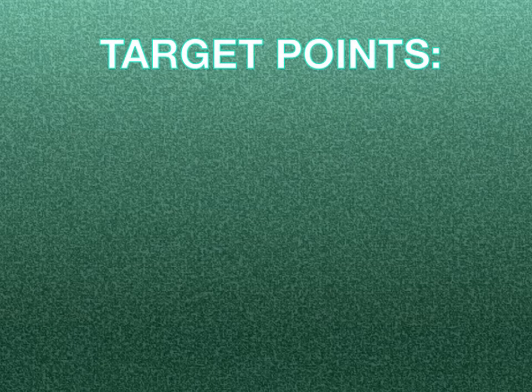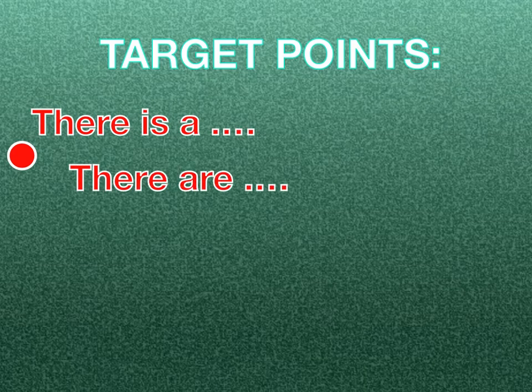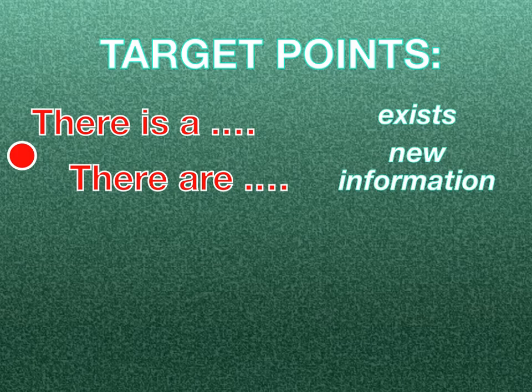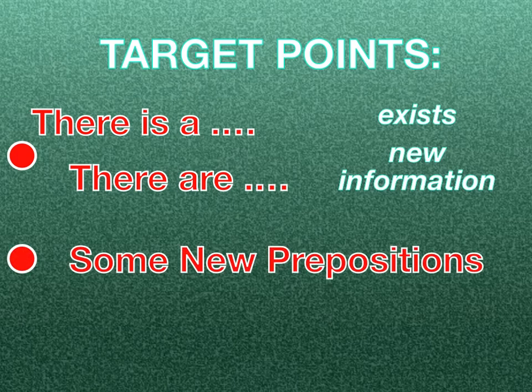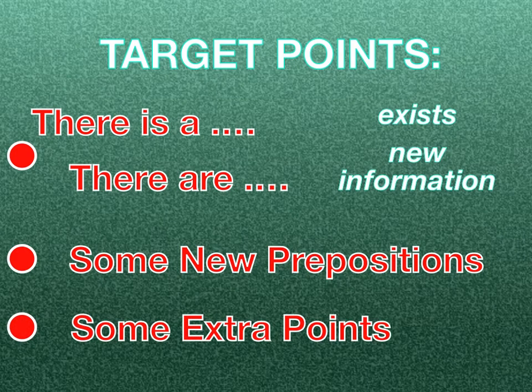Okay, now we're going to the content of our lesson, the target points. We'll start with there is and there are. These are really useful for telling people that something exists. It's a way of highlighting that we're going to give new information to another person. The next point is some new prepositions of place, which will be added on to the ones we already studied. And finally, some extra points. Some of them are a little more complicated.